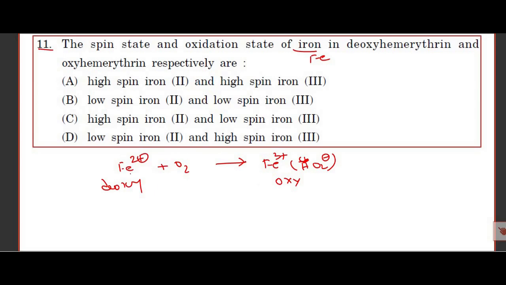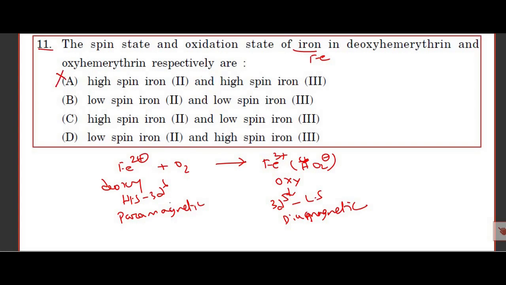Here it is Fe2 plus. It is a high spin complex, high spin complex with paramagnetic behavior. It's a high spin complex which has 3d6 electrons. Here it is a 3d5 electron configuration, which is a low spin complex, which is diamagnetic. Hence here, high spin iron 2 and high spin iron 3.